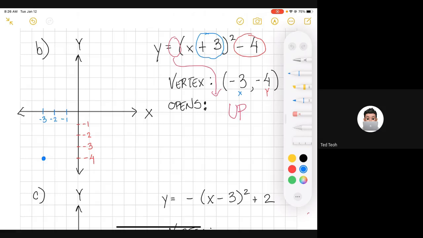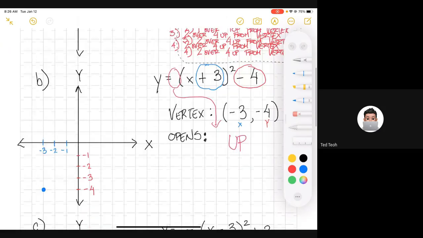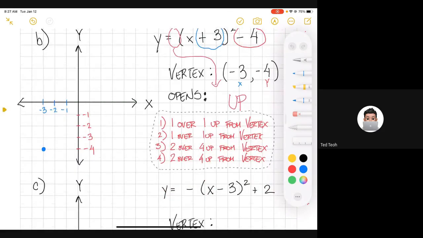So step 1, find the vertex. Step 2, write which way it opens. Step 3, plot the dot. From there, I'm just going to do the same steps as I did up here. All right, I'm going to take all this and follow these steps. Okay, so step 4, I'm going to go 1 over and 1 up, and it doesn't matter if you want to go to the right first or to the left first. It's up to you. All right, so I'm going to go 1 over from the vertex, which puts me over here, and I'm going to go 1 up, and I'm going to put a dot there.